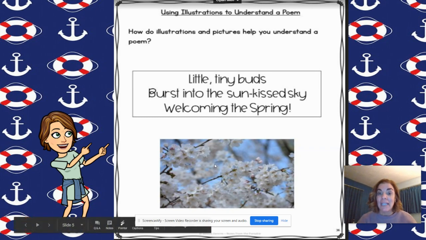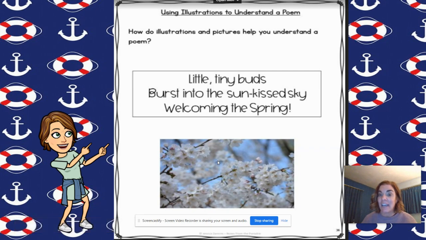So just by looking at the picture, we get an idea of how spring looks. Now, if it was a bunch of snow, we would definitely know it had nothing to do with spring, right? Right. So as I said before, looking at the picture helps us create a picture in our minds of what the poem is about.